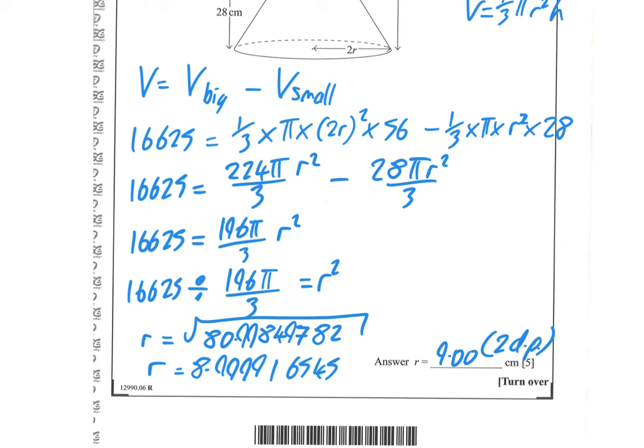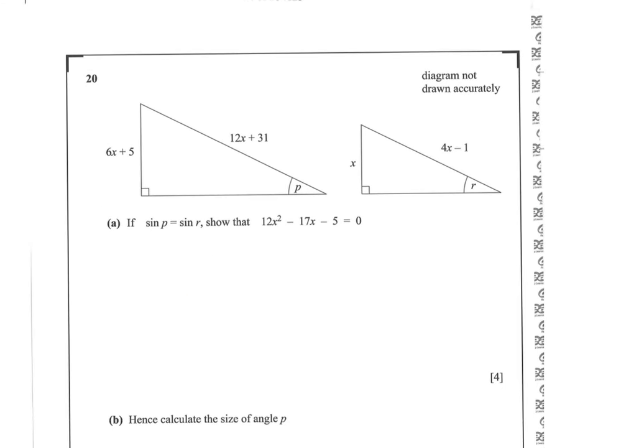Okay, 2 more questions to go just. Right, tough enough question, this next one, I thought. It said, if sine p is equal to sine r, show that, and then you've got this equation. Right, you're not going to read this question and know how you're going to get to this answer. That's not how this works.